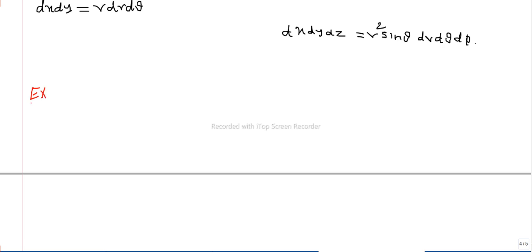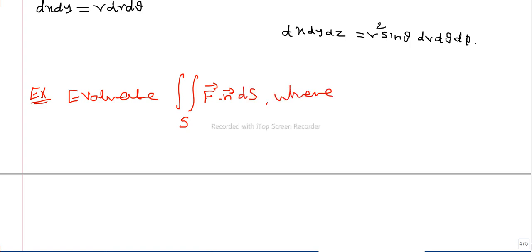So, exercise: evaluate the triple integral or double integral over the surface of F dot n into dS, where F vector equals 4xz. I think we already solved this problem, the same problem, only changing the boundary. This is the F vector, and S is a surface bounded by the cube.